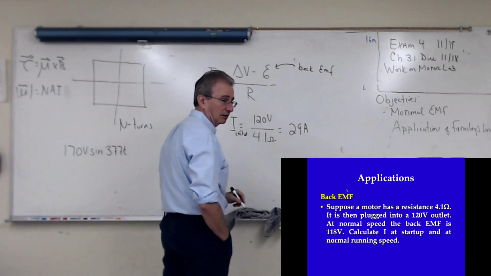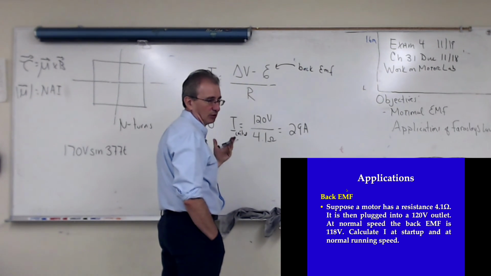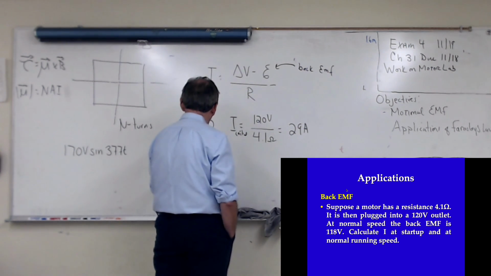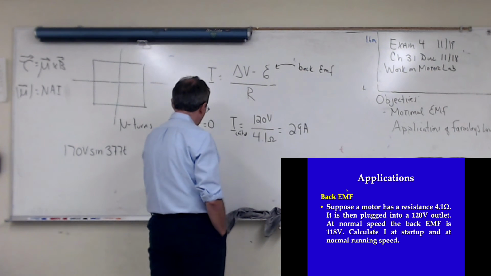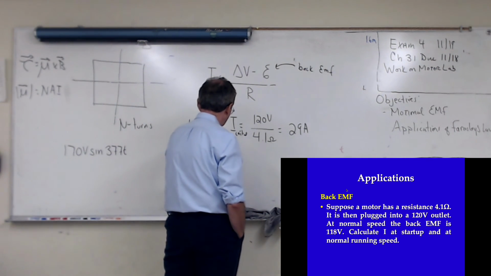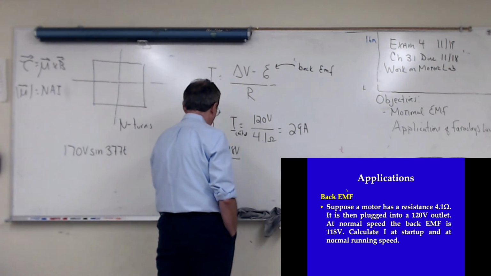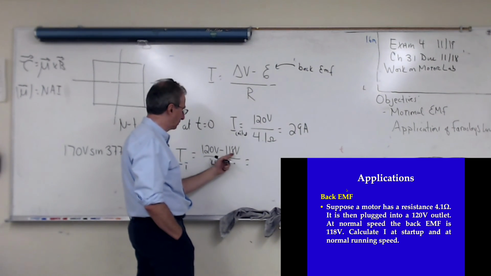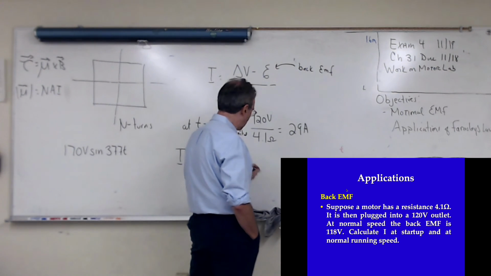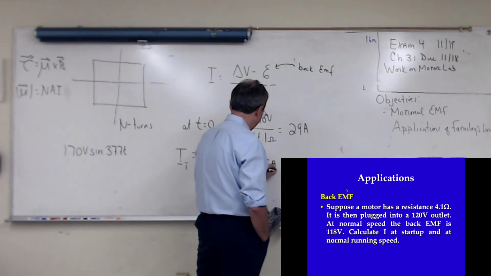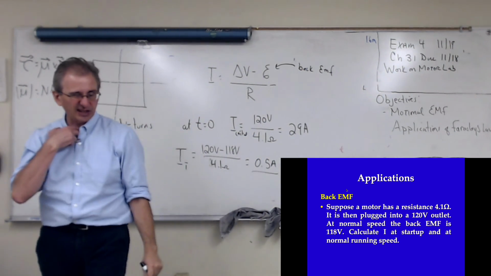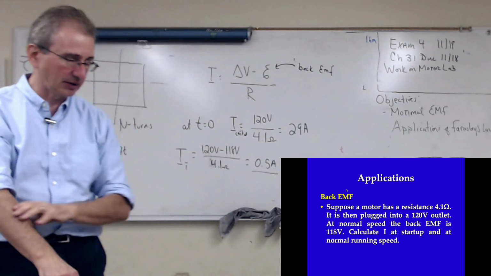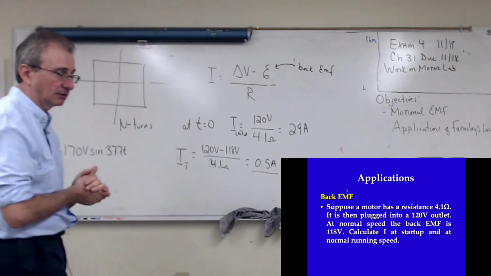When it's running, this particular motor, I got this out of a textbook, has a back EMF which is huge, 118 volts. And so the total current when it's running is just the difference between the power supply voltage minus the induced EMF, and this gives you about half an amp. Although most motors aren't that exaggerated. Okay, but I just wanted to show you this as an example. I took this out of a textbook. Okay?